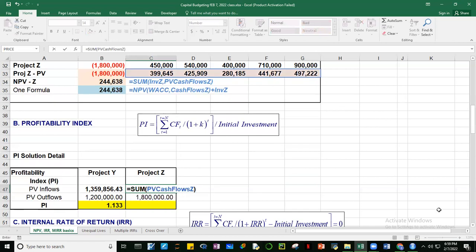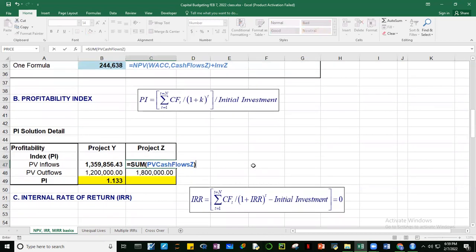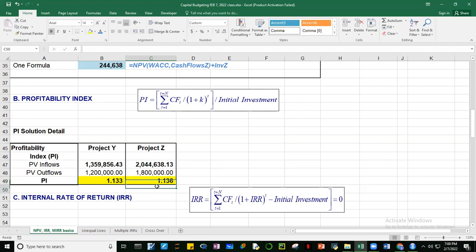Sum of the present values of the cash flows of Z. Okay, mas mataas nga yung present value niya, kaso mas mataas din yung initial investment niya. So para patas yung comparison, istandardize natin. We're going to divide it all by per 1 peso of initial investment. So it turns out that Z is still better, kasi yung profitability index niya 1.136, higher than 1.133.